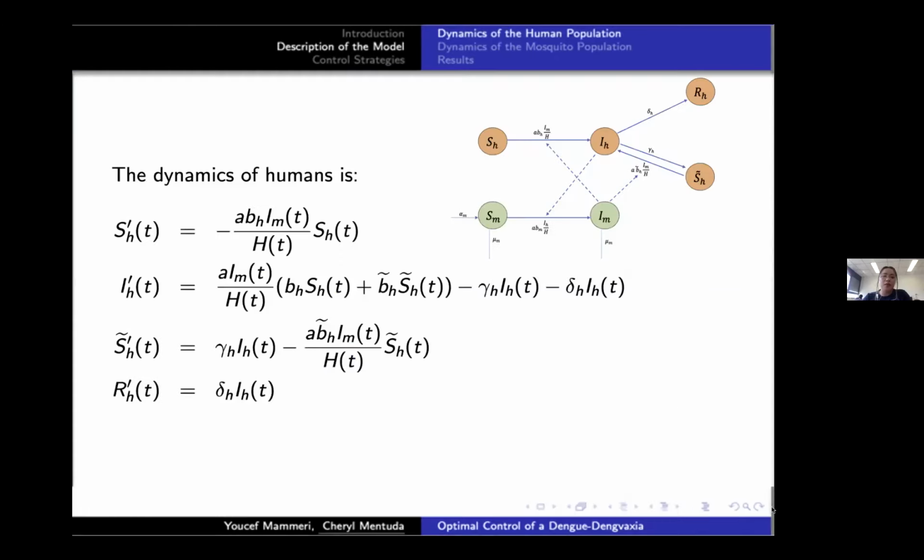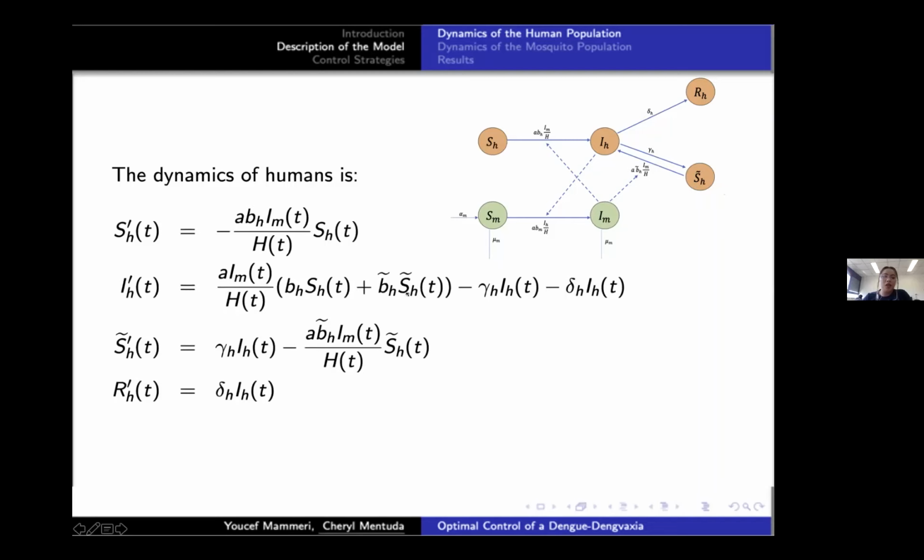For the human compartment, we know that primary susceptible humans become infected once an infected mosquito bites them. So aβ_H I_M S_H over H represents the infection rate of the proportion of primary susceptible individuals to be infected with dengue virus. Here, β_H is the probability of transmission of virus from infected mosquitoes to primary susceptible, and a is the average mosquito bites. The same is true for the secondary susceptible.